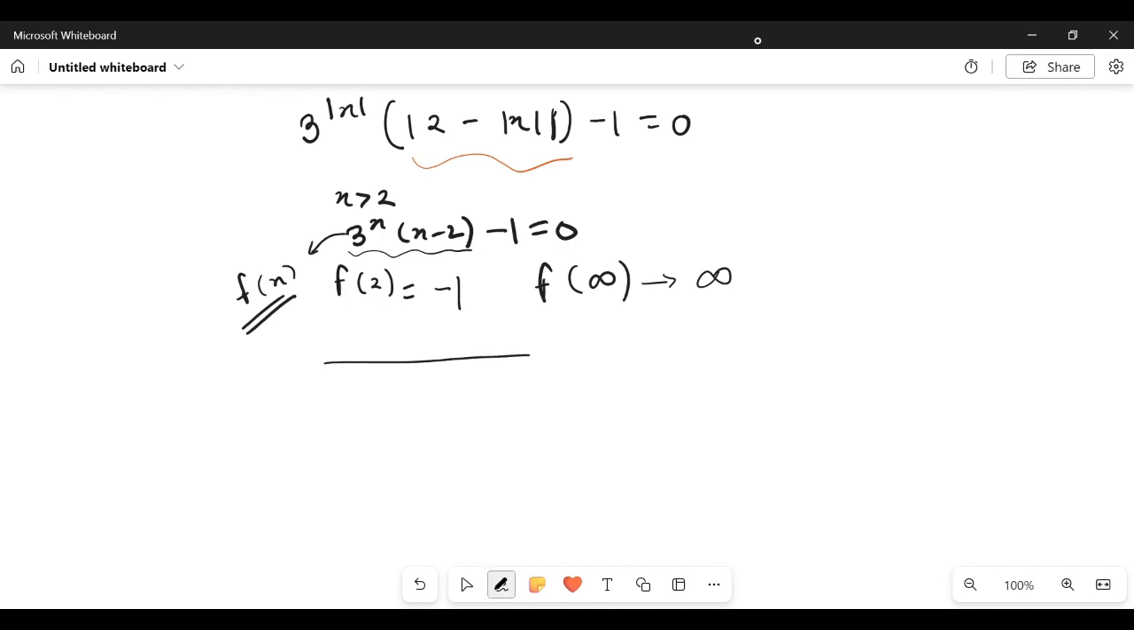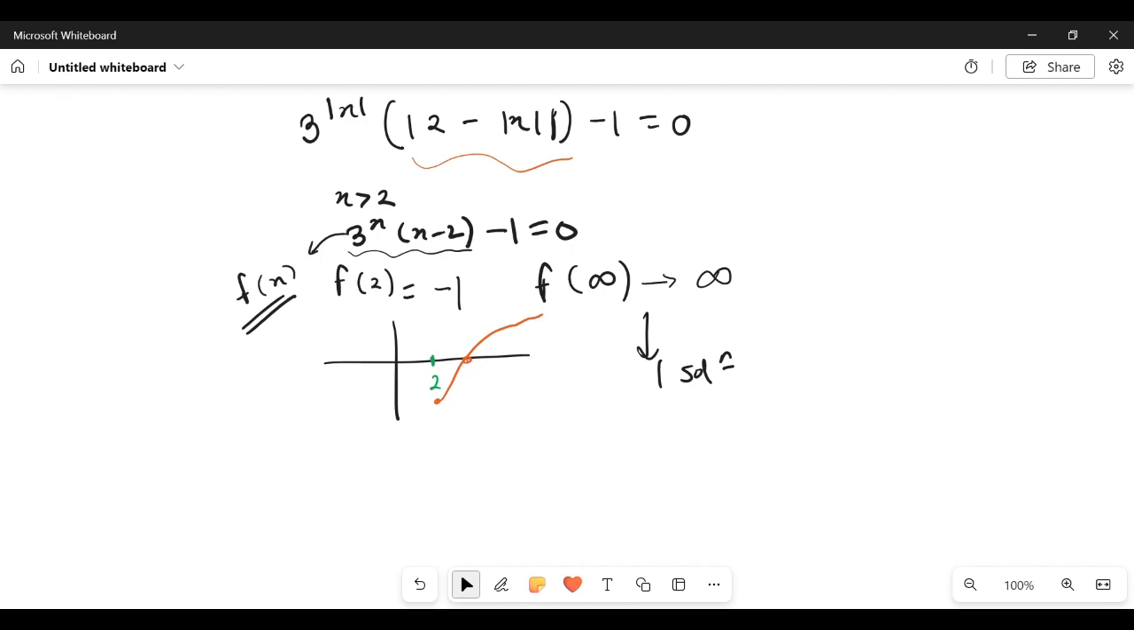So the graph is something like this. Let's say here it is 2. For 2 it is negative 1, and somewhere it will cross the x-axis. So there is a root. All right, so one solution is there.